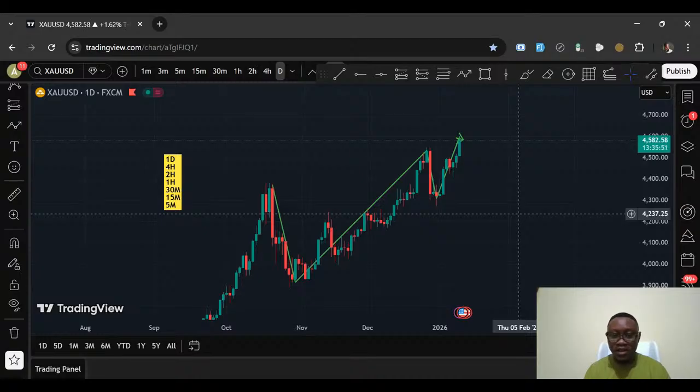Now, having identified that, the next thing I want to do is to start looking for buy opportunity because the market is bullish, right? So I want to ride on the trend. I don't want to go against the trend. I want to ride on with the trend. So the market is bullish. So I want to look for buy opportunity.